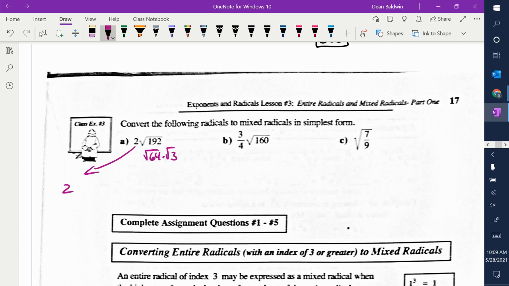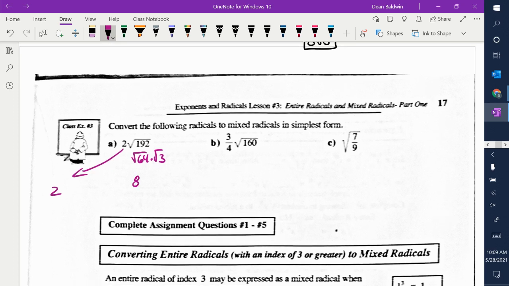What's the square root of 64? 8, right? So it's 8. The root 3 you can't do anything with. Don't forget about this 2. So it's 2 times 8, which is 16 root 3.